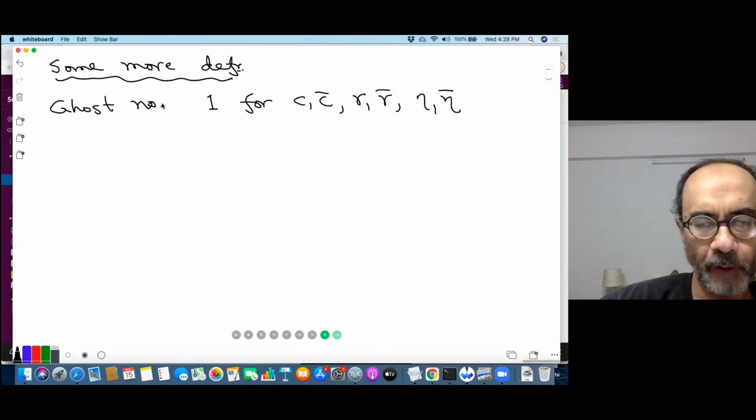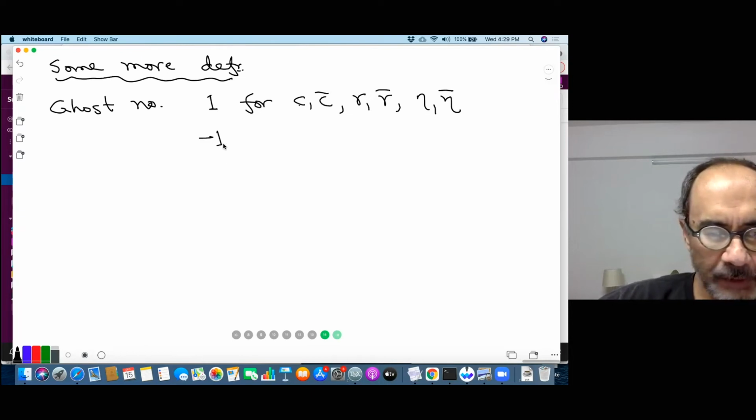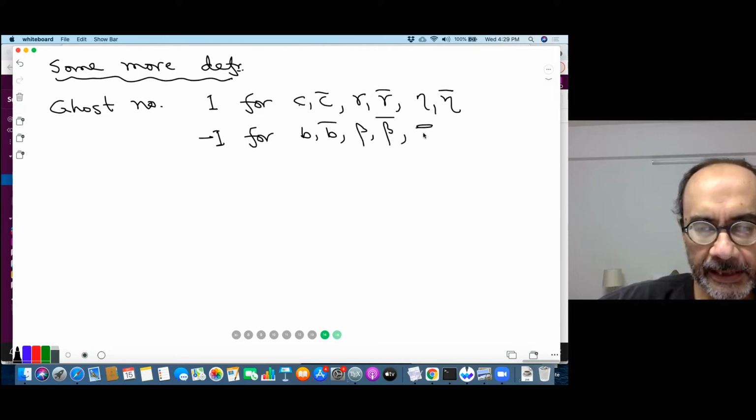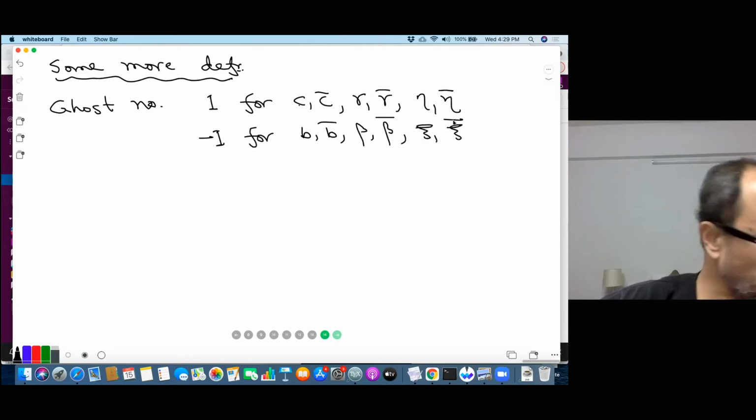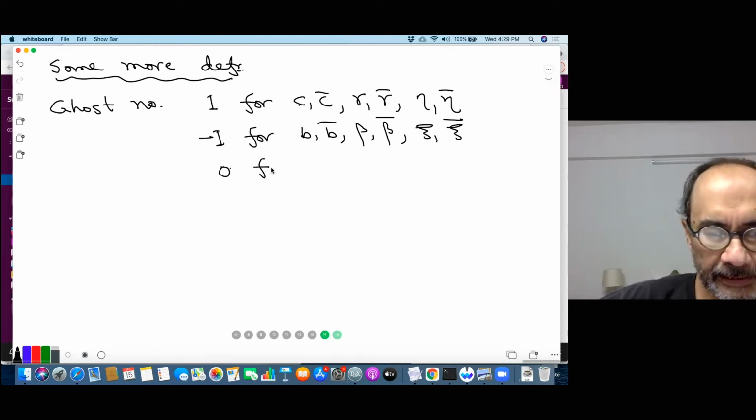1 will be for the holomorphic one, so 1 will be for C, gamma and eta, and for the anti-holomorphic one, it will be 1 for C bar, gamma bar, eta bar. But I'm just writing it at one go. This is minus 1 for B bar, beta bar, and xi bar, and 0 for the rest.